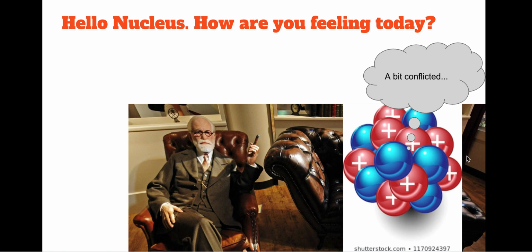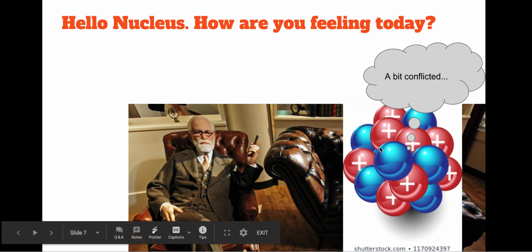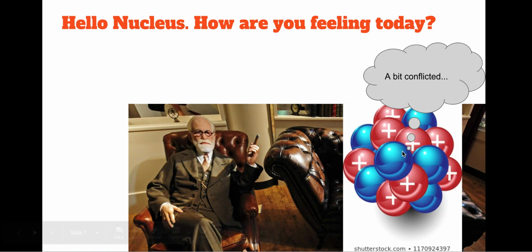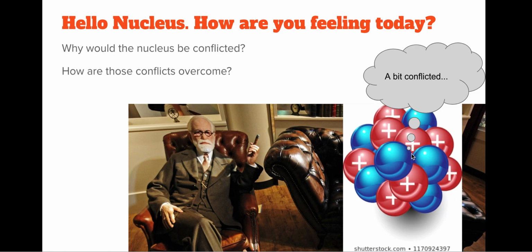The nucleus is protons and neutrons, and they're always a bit conflicted. They're always not wanting to get along, but they need each other in order to be stable. So let's figure out what is causing all of this. And I made this for our class time, so these questions won't be worried about during this video.